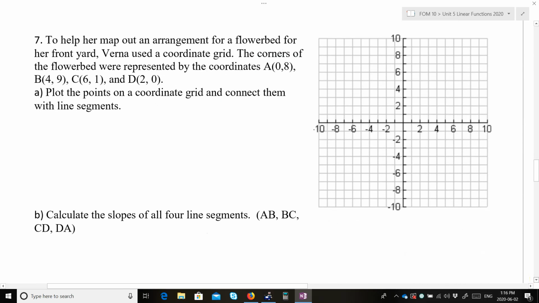Number 7 says, to help her map out an arrangement for a flower bed for her front yard, Verna used a coordinate grid. The corners of the flower bed were represented by the coordinates 0, 8, which is right here. I'm going to call that A. 4, 9, which is here. C is 6, 1. And D is 2, 0. Plot the points on a coordinate grid and connect them with line segments. Okay.